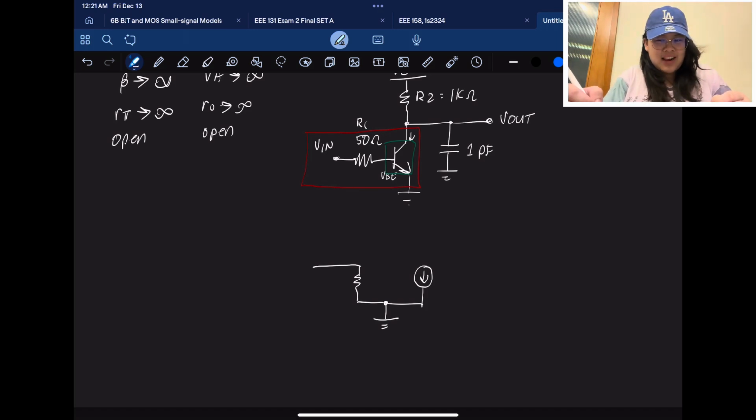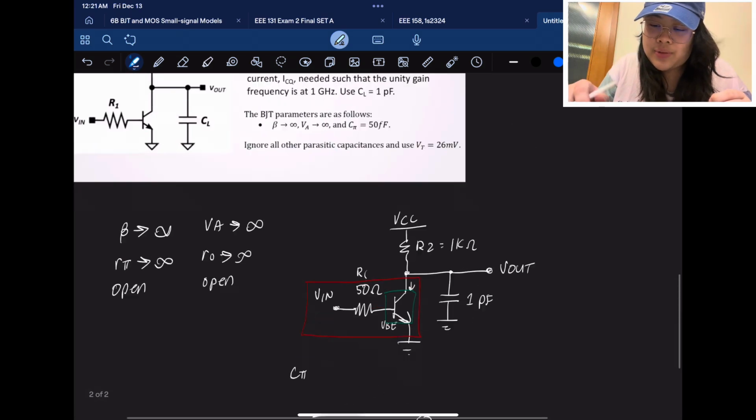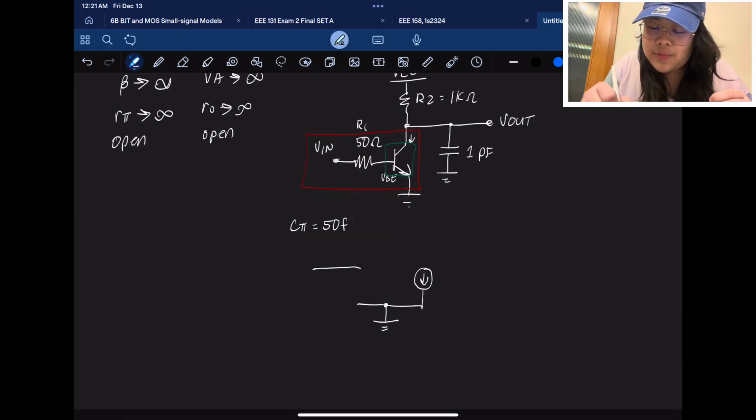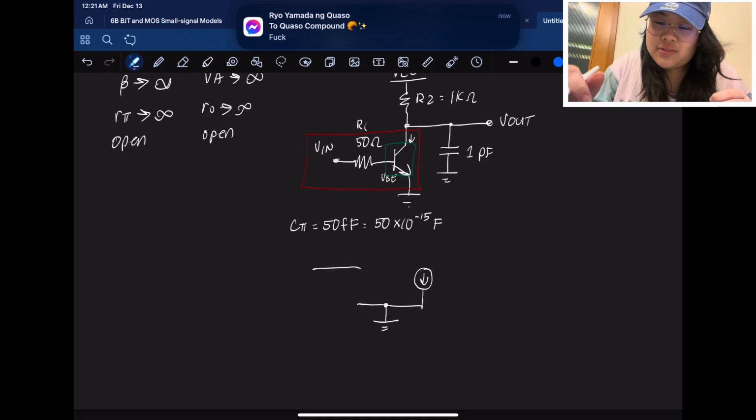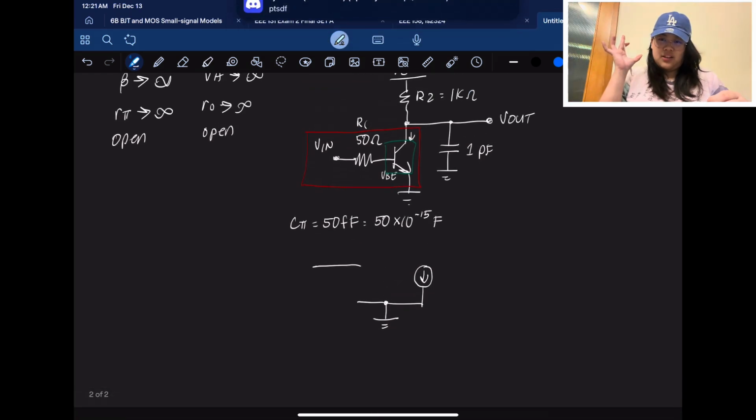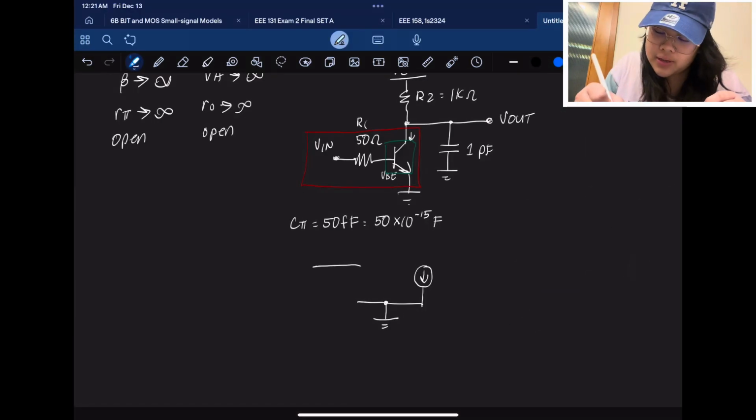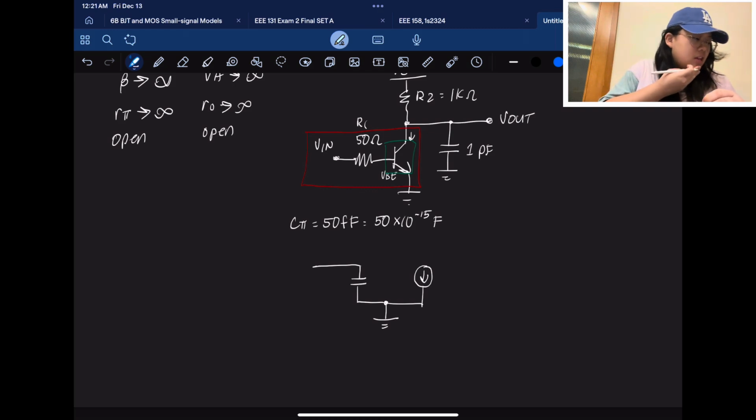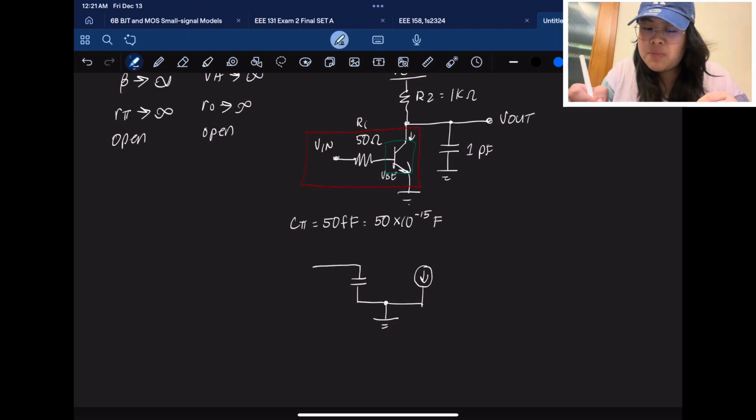Let me reflect. This is not a resistance. Wait. C pi is 50 femtofarad, or the same thing as 50 times 10 raised to negative 15 farads. Mamaya na yun. Okay. Capacitor. Yeah, okay.